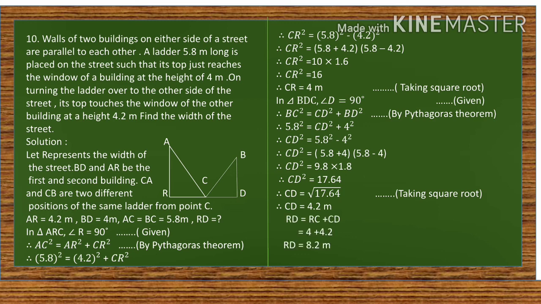Now we got RC and CD separately, but here we have to find out the width of the street, RD. Therefore RD is equal to RC plus CD, because C lies between R and D. So fill the values of RC and CD. So RD is equal to 4 plus 4.2. Therefore RD is equal to 8.2 meter. Therefore the width of the street is 8.2 meter.